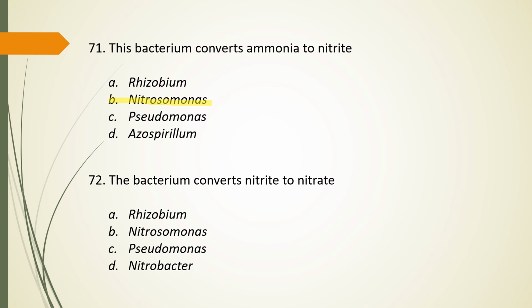Question number 72. The bacterium converts nitrite to nitrate. Option A Rhizobium, B Nitrosomonas, C Pseudomonas, D Nitrobacter. The correct answer is option D Nitrobacter. Nitrifying bacteria convert ammonia to nitrite and nitrite to nitrate through a series of enzymatic reactions that take place in their complex internal membrane system: ammonium monooxygenase, hydroxylamine oxidoreductase, and nitric oxide.